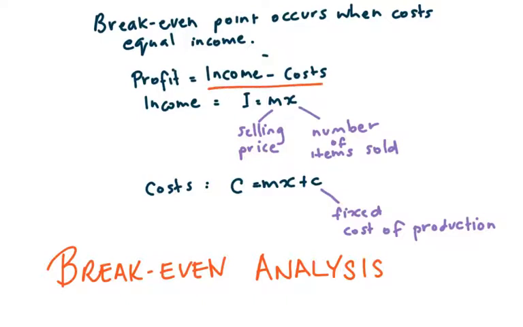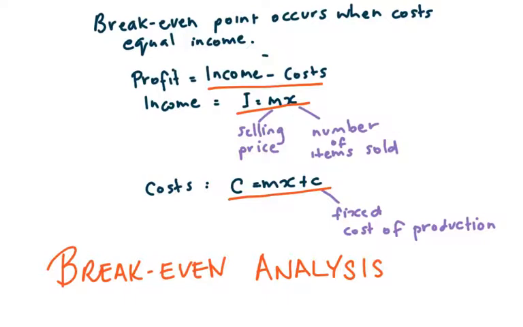So to make a profit, we need to make sure that the income is higher than the cost. Income is calculated using the formula I equals mx, where m is the selling price and x is the number of items sold. Cost is calculated using the formula C equals mx plus c, where again m is the selling price, x is the number of items sold, and c is the fixed cost of production.